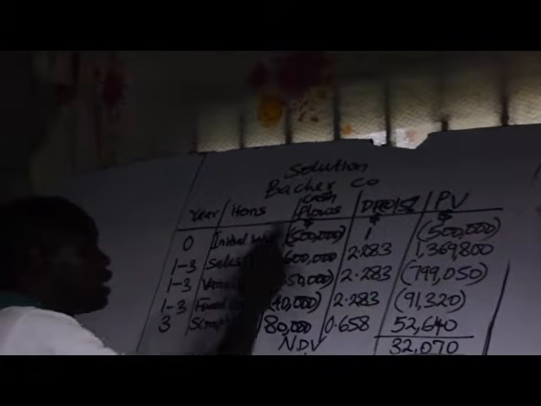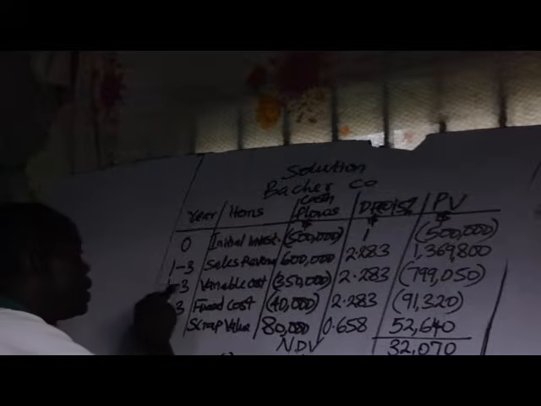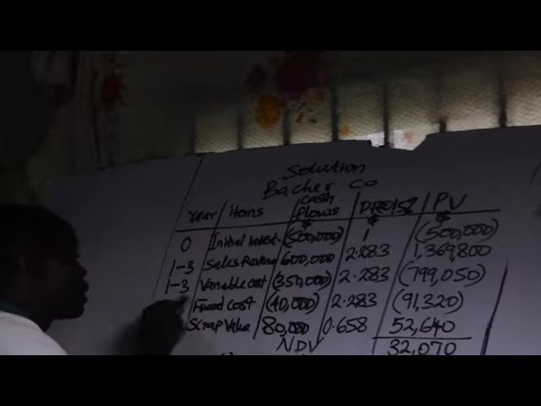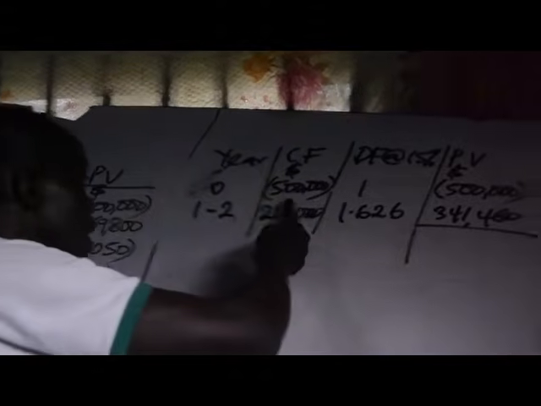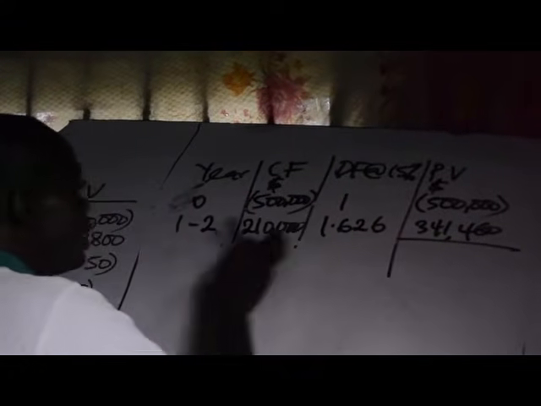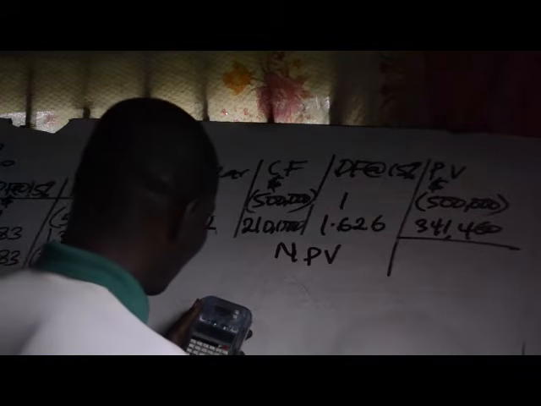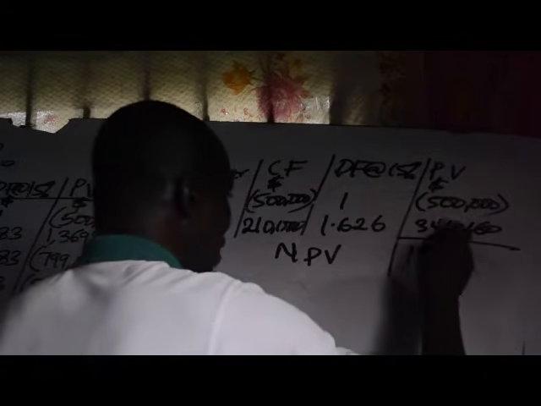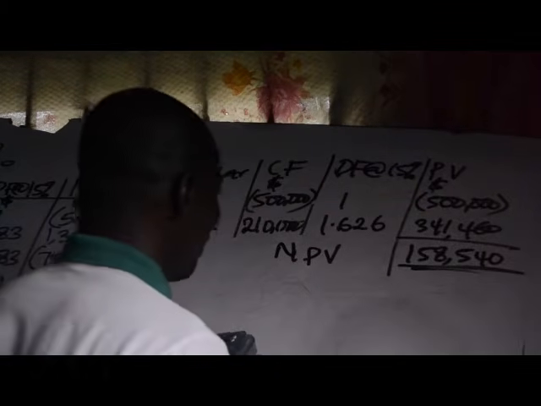It is still the same if you take the cash flows year by year. By having initial outlay of 500,000, sales revenue of 600,000, you use years 1 to 2. Variable cost of 350,000, you use years 1 to 2. Then fixed cost of 40,000, you use years 1 to 2. But this one is for year 3, that will be excluded. So it's still the same either way. Now, what is the net present value of that? Minus 500,000, we have 158,540. So that is the net present value.